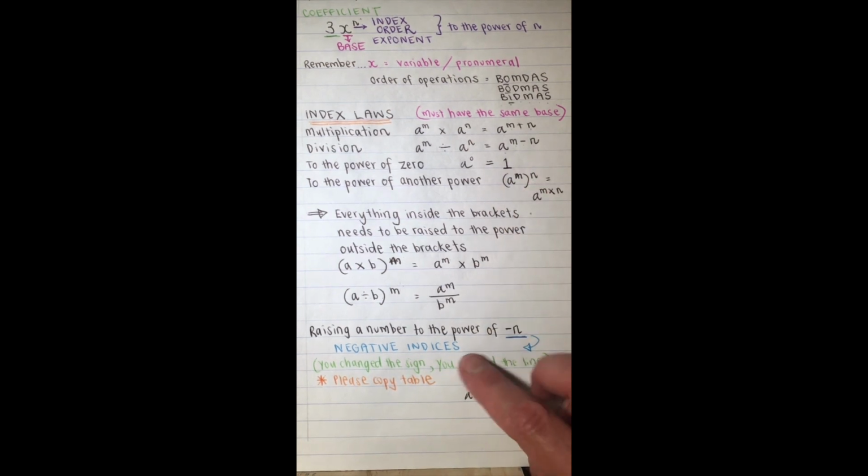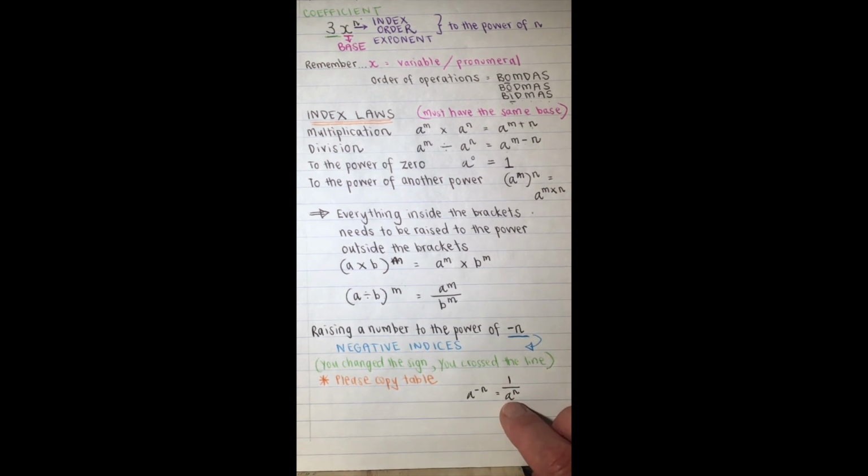And then finally, working with negative indices. When you're working with a negative n, a to the power of negative n, you change the sign, you cross the line. It's 1 over a to the power of n. Note that was not negative n, it's a to the power of positive n as the denominator. Excellent.